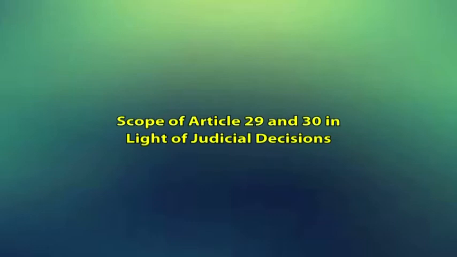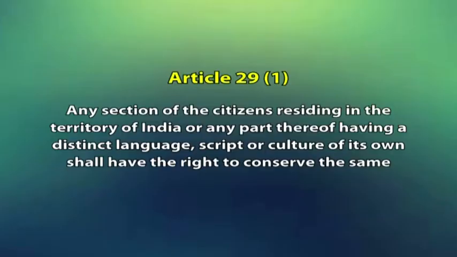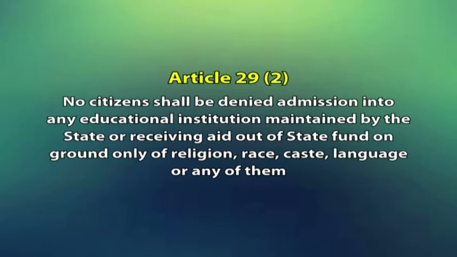Dear students, let's understand the scope of Article 29 and 30 in light of judicial decisions. Article 29 reads as, Clause 1, any section of the citizens residing in the territory of India or any part thereof having a distinct language, script or culture of its own shall have the right to conserve the same. Clause 2, no citizens shall be denied admission into any educational institution maintained by the state or receiving aid out of state fund on ground only of religion, race, caste, language or any of them.